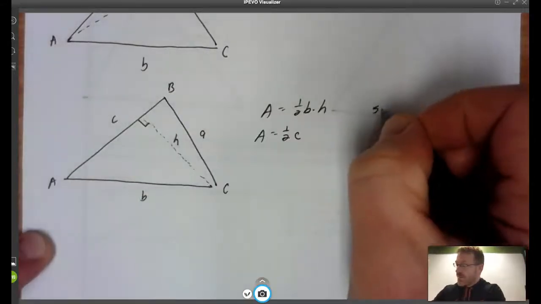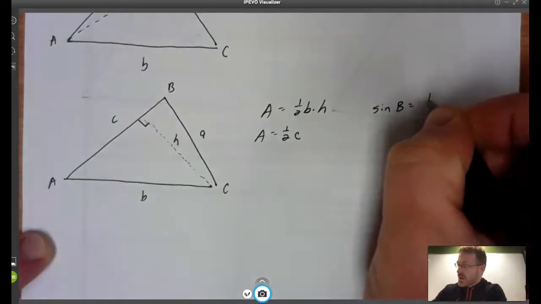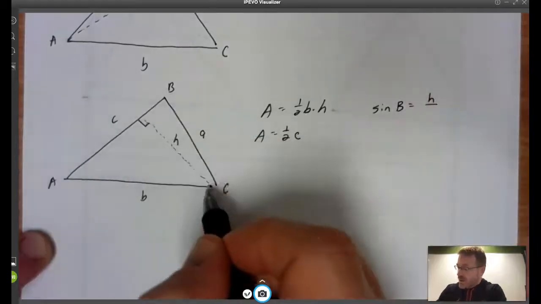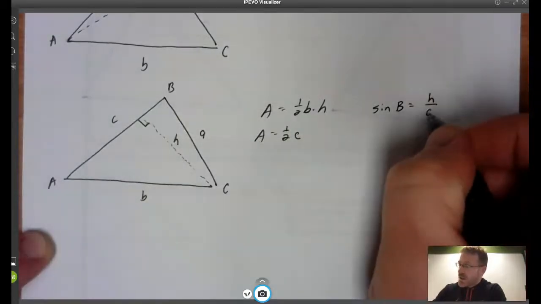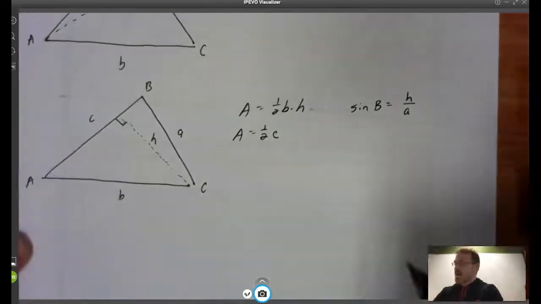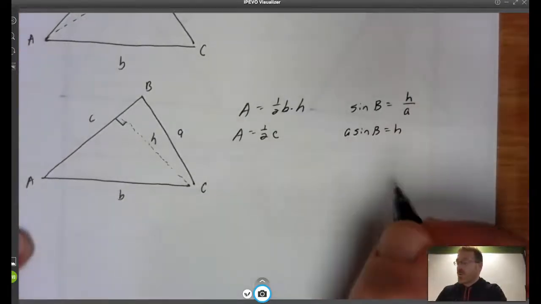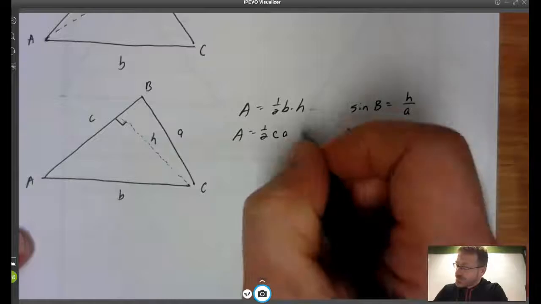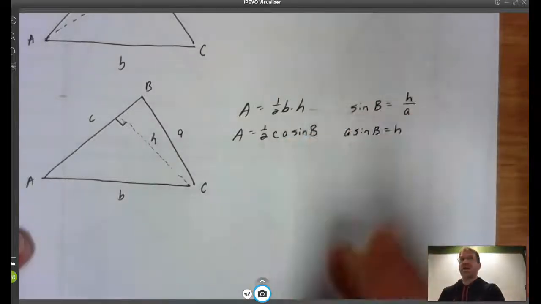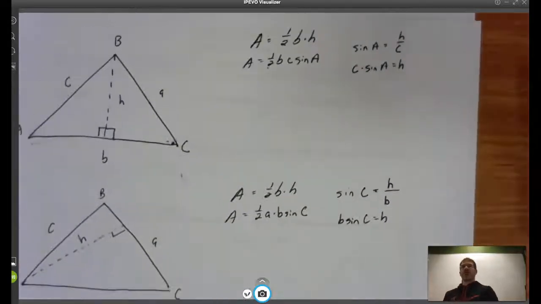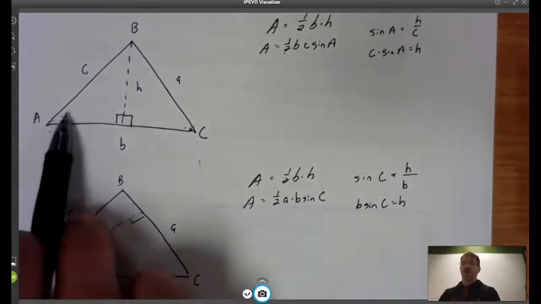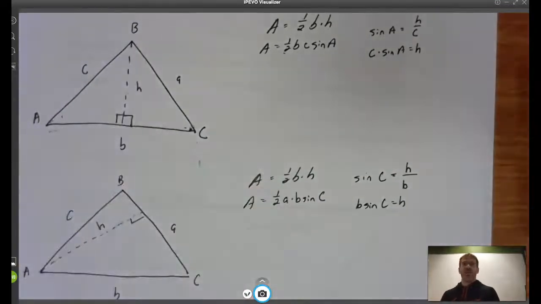So I could say sine of B equals h over the hypotenuse, where h is the opposite side, and in this triangle now, little a is the hypotenuse. And once again, I could cross multiply, and I get a sine of B is equal to h. And I, once again, can drop that in here. And so what happens here is we get 3 different area formulas for this triangle depending on which angle we drop the height from.